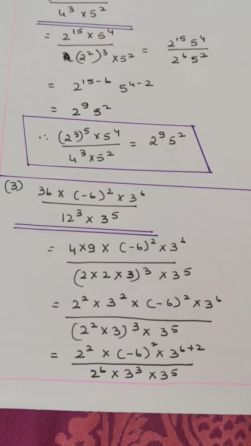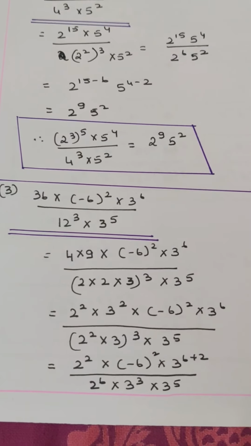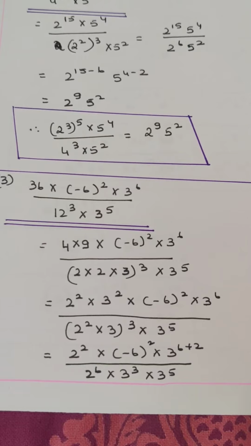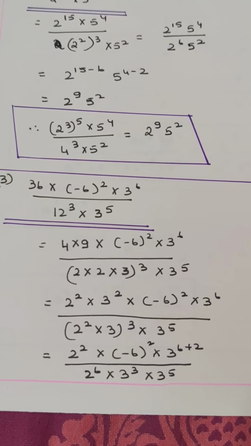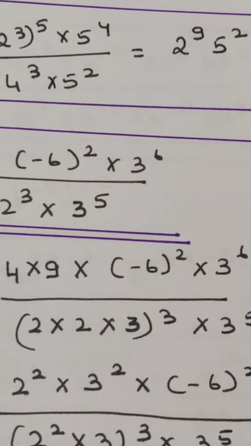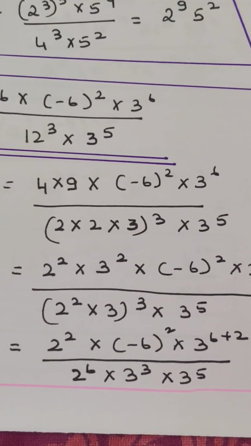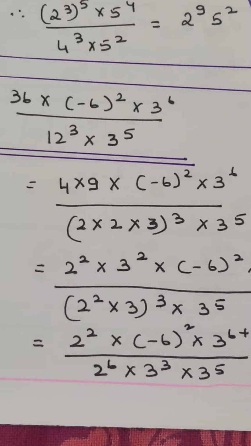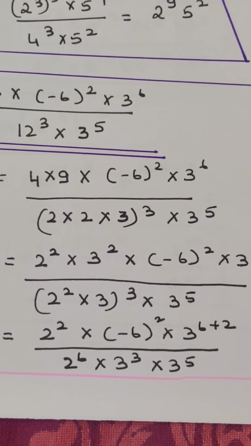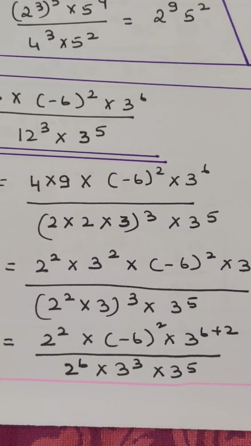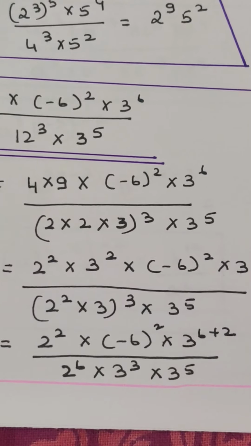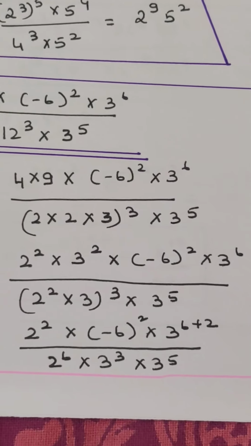Now let's move on to the third sum, which says 36 into minus 6 the whole square into 3 to the power of 6 divided by 12 to the power of 3 into 3 to the power of 5. Alright, so what happens here? It becomes 4 into 9, that is 36, into minus 6 the whole square into 3 to the power of 6 divided by, I take 12 as 2 into 2 into 3, to the whole power 3, into 3 to the power of 5.